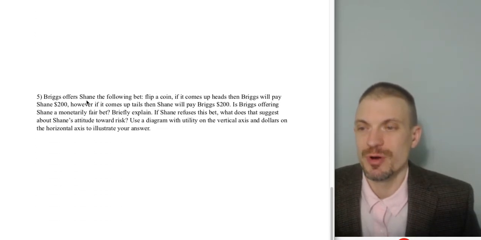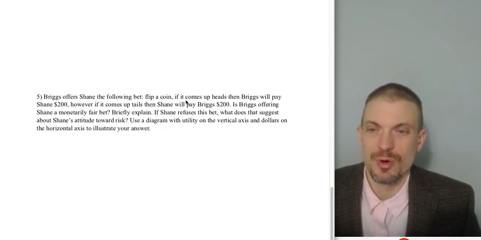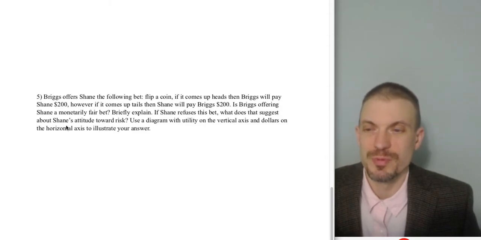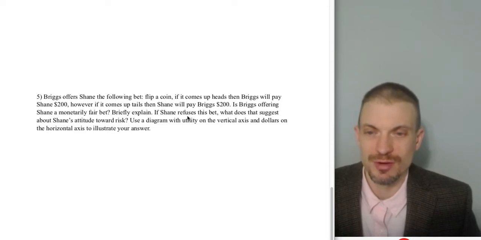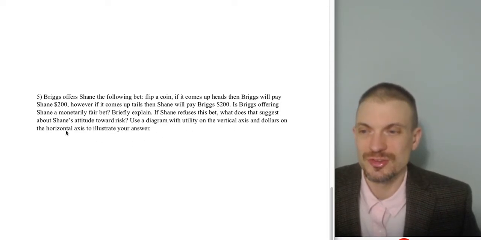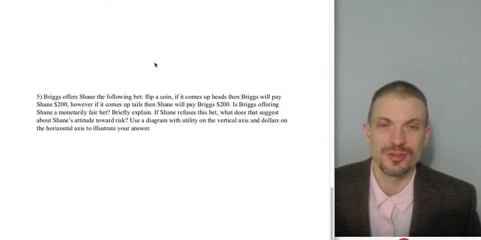And then five, Briggs offers Shane the following bet. Flip a coin. If it comes up heads, Briggs pays Shane $200. However, if it comes up tails, Shane will pay Briggs $200. Is Briggs offering Shane a monetarily fair bet? Briefly explain. If Shane refuses this bet, what does this suggest about Shane's attitude towards risk? Use a diagram with utility on the vertical axis and dollars on the horizontal to illustrate your answer.